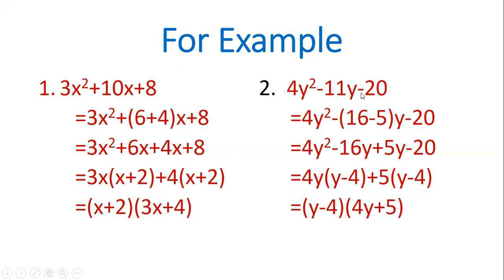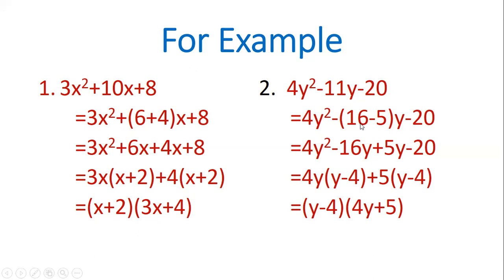In the second example, if the last sign is minus, the difference of the two numbers should come this 11. Okay, 16 minus 5 is 11 because the last sign is minus, and their product should come this first into last. 4 into 20, it gives 80. So 16 times 5, it should come 80. It's obvious 16 times 5 is 80. So we remember that if the last sign is minus, the difference should come this middle number. Okay, and their product should come this AC. Okay, our A is 4, C is 20, and B is 11. The difference of the two numbers is coming B, and the product is coming AC.